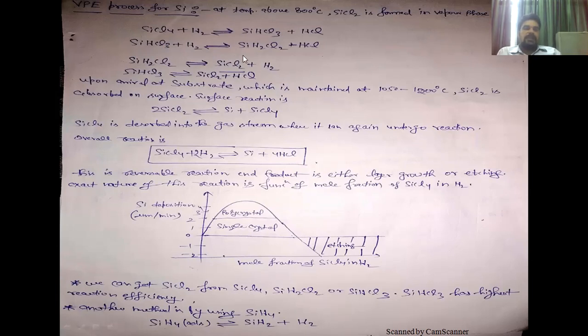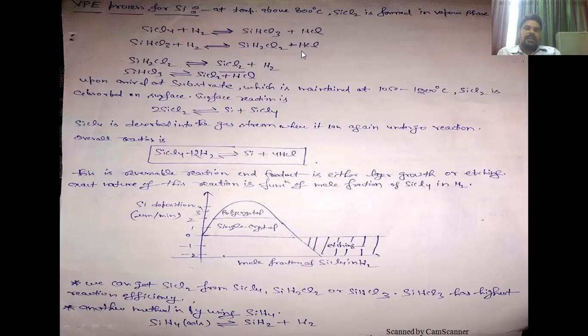When SiCl2 reacts with the surface of the wafer, the surface reaction takes place when the gas goes to the surface of the substrate. Here you can easily see that silicon is deposited onto the substrate. Again we get SiCl4 that is recycled and mixed with the hydrogen gas flowing inside the chamber. This is the overall reaction that takes place: SiCl4 reacts with hydrogen to give silicon and hydrochloric acid.